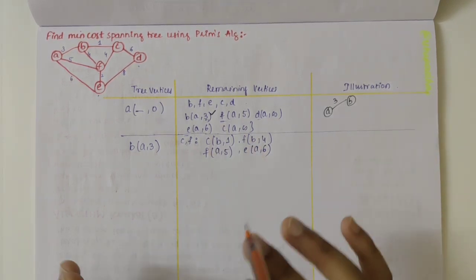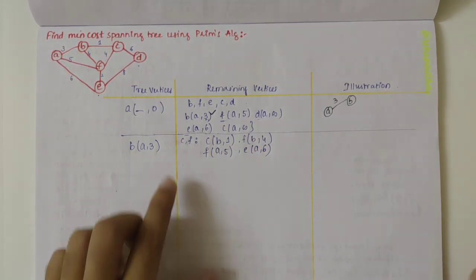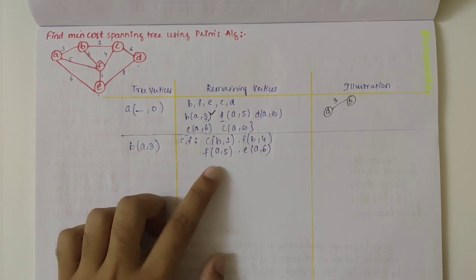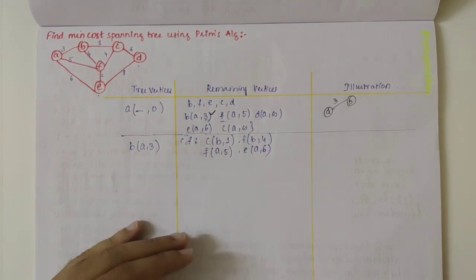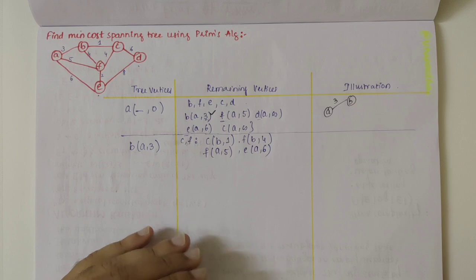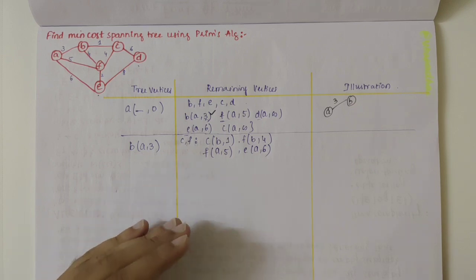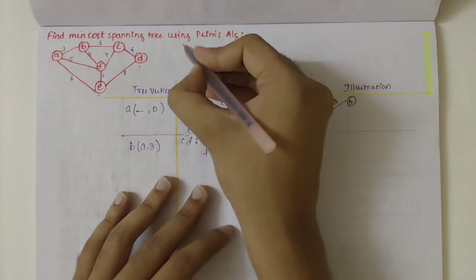So among these, which one has the minimum value? As I've explained, we need to retain the remaining paths in the next iteration also, and we'll be ignoring the edges which would lead to a cyclic tree. So that is one more point. So I'll write it here.